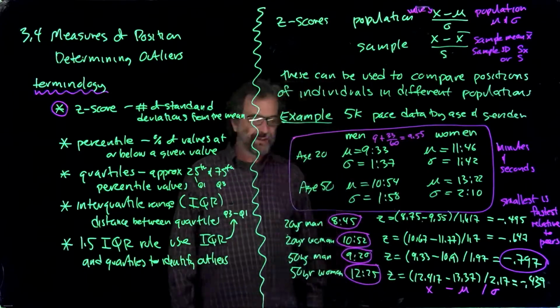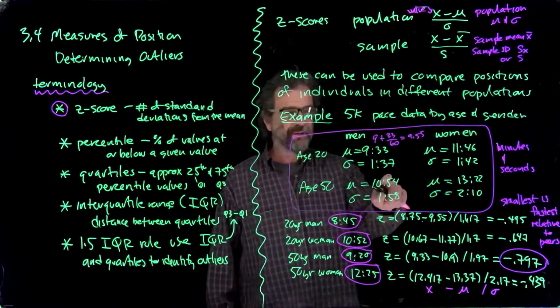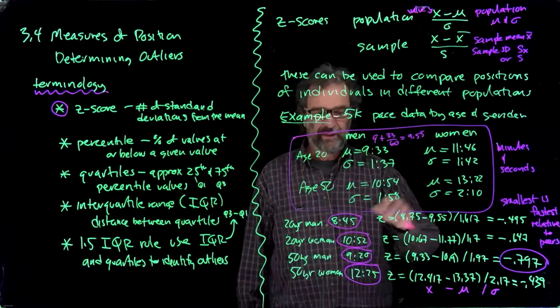So that's made up data, so don't take offense if your running speed is faster or slower. I bet you these sigmas are maybe a tiny bit too small, but whatever.